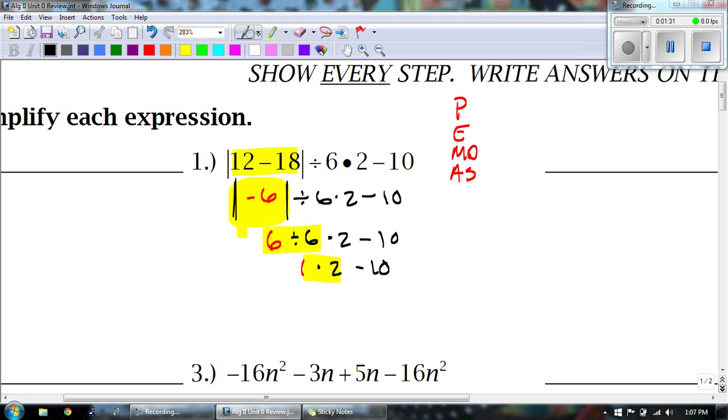So remember, from left to right, 6 divided by 6 is 1, times 2 minus 10. 1 times 2 is 2. And then 2 minus 10, we get our final answer of -8.